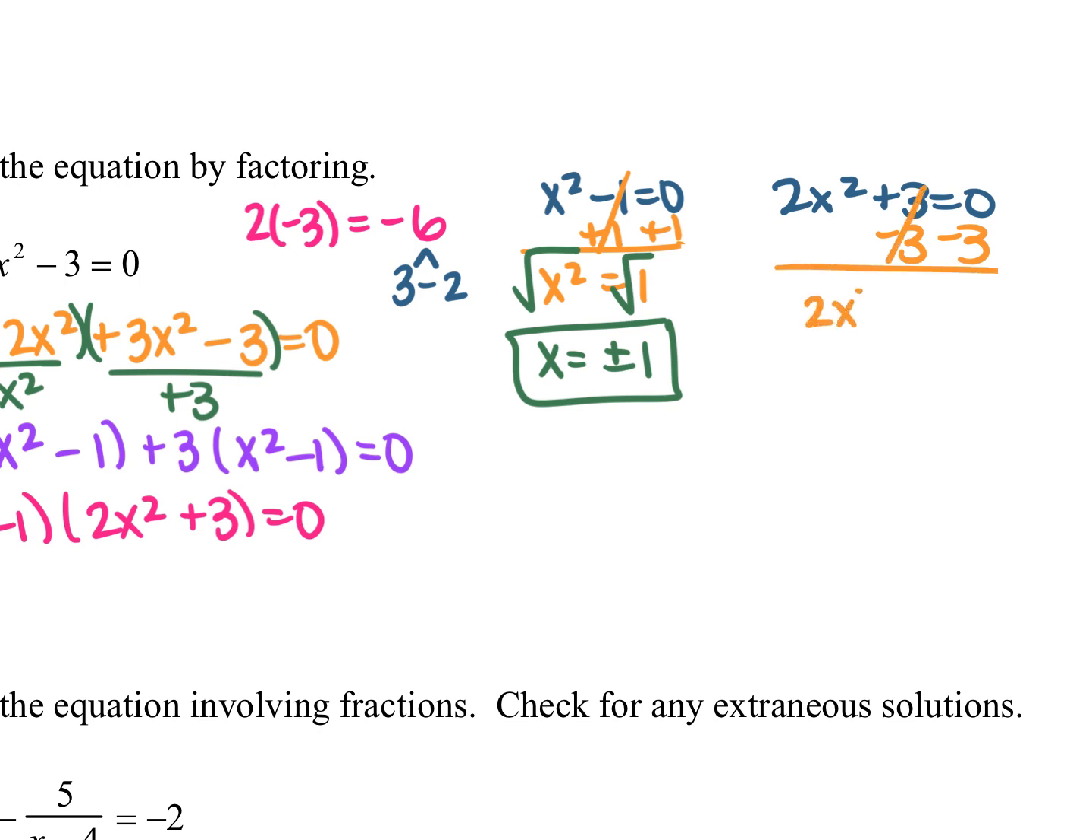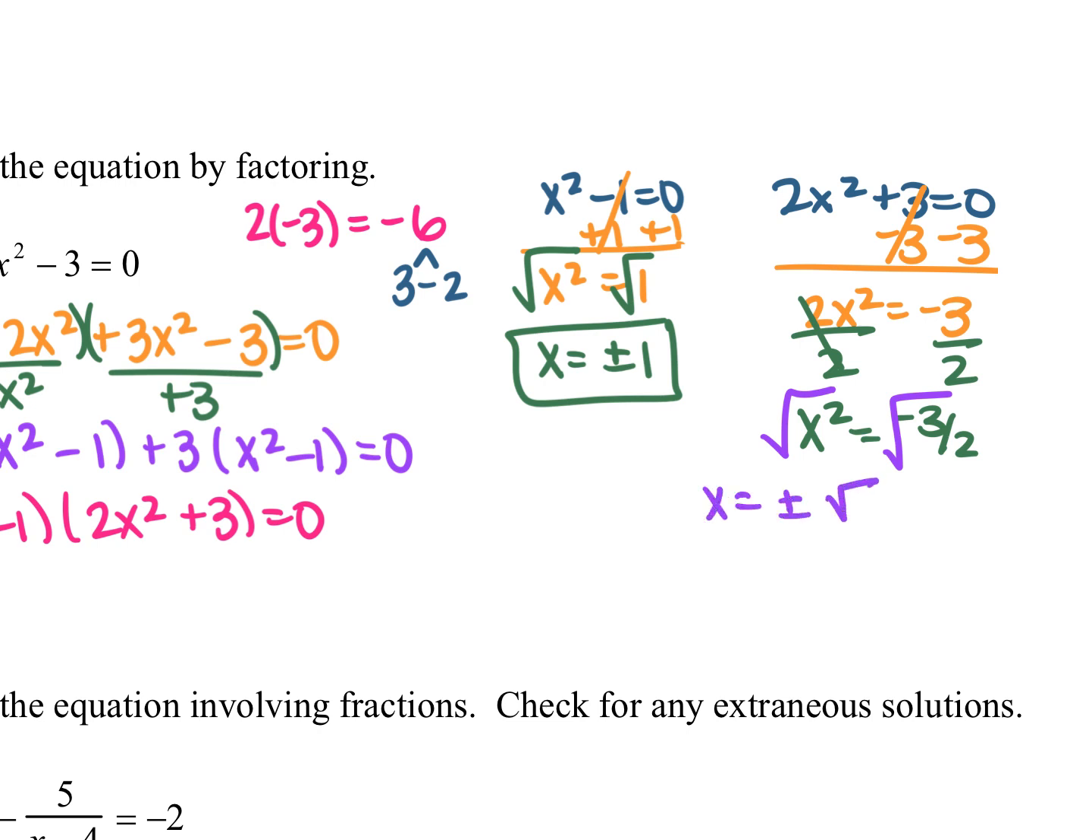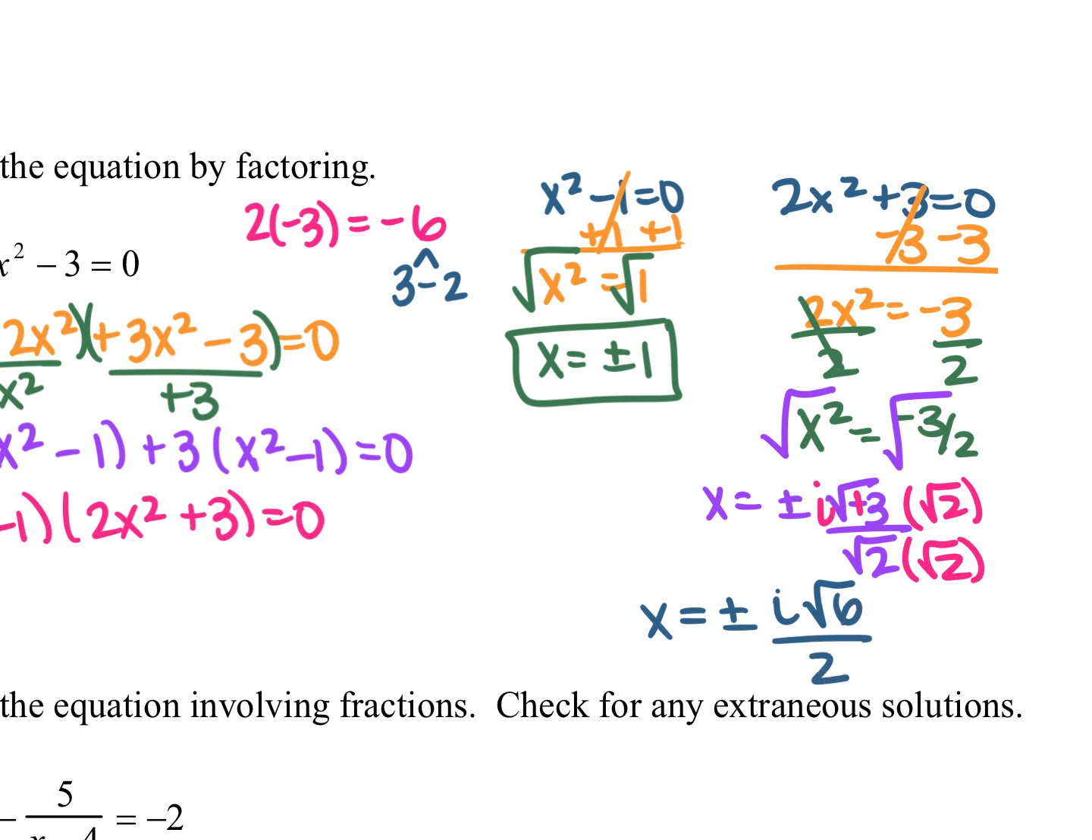For the 2x squared plus 3 is equal to 0, subtract your 3 over. You have 2x squared is equal to negative 3. Divide each side by the 2. You get x squared is equal to negative 3 over 2. You're going to take the square root of both sides and rationalize your denominator. So you have x is equal to plus or minus the square root of negative 3 over the square root of 2. Can't keep the negative under the denominator, so pull the i out. Make it positive. You're also going to rationalize your denominator by multiplying top and bottom by the square root of 2. So this is going to give you x is equal to plus or minus i square root 6 all over 2.